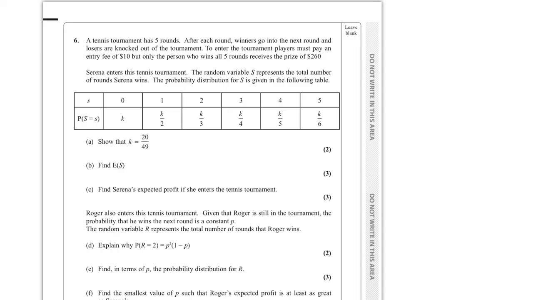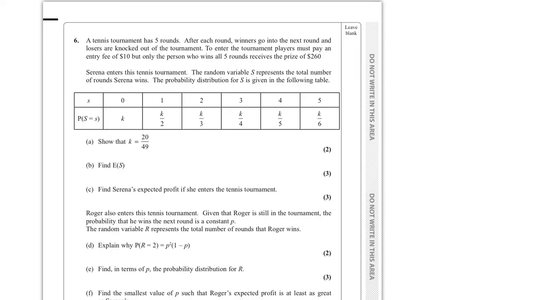Okay, so question 6. Tennis tournament has 5 rounds. After each round, winners go into the next round and the losers are knocked out of the tournament. To enter the tournament, players must pay an entry fee of $10, but only the person who wins all 5 rounds receives the prize of $260. Serena enters this tennis tournament. The random variable S represents the total number of rounds Serena wins. The probability distribution of S is given below. Show that K equals 20 over 49.